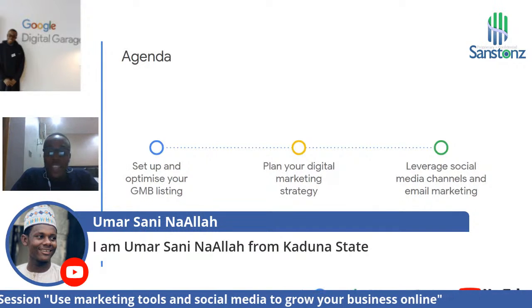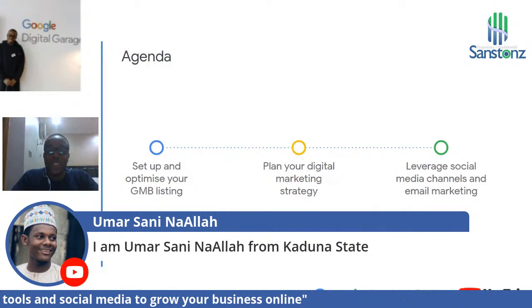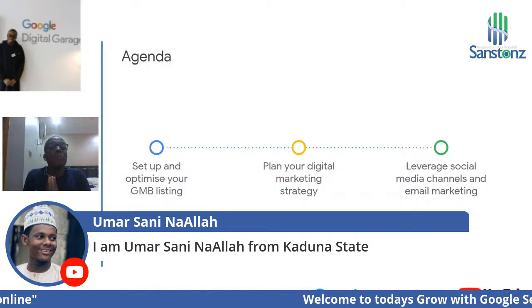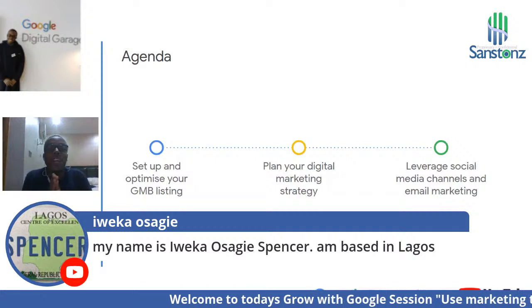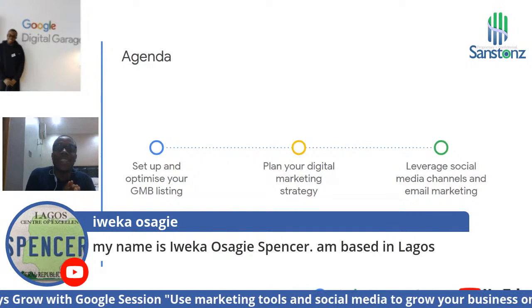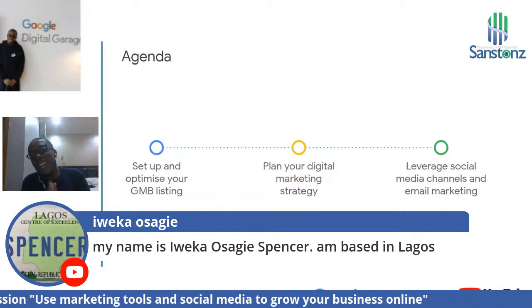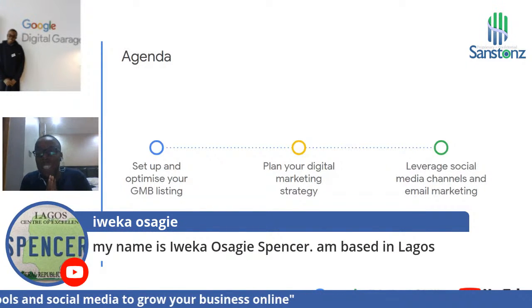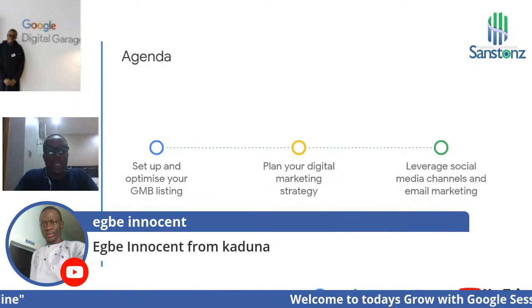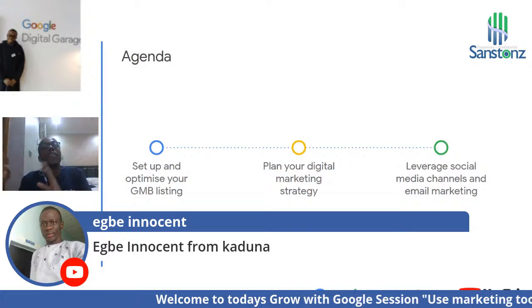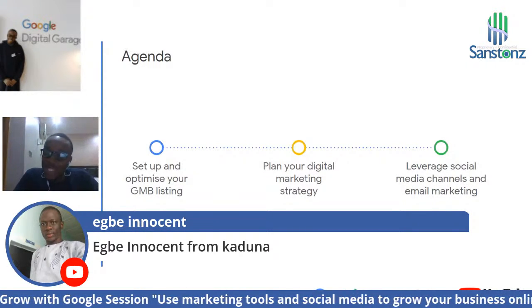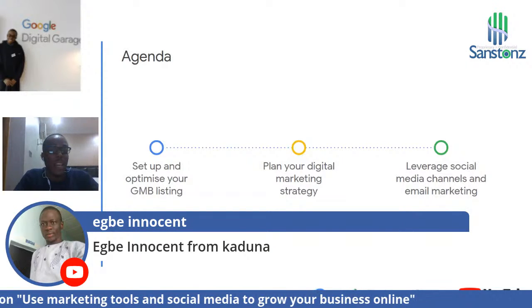Number two on the agenda is to plan your digital marketing strategy. Every successful marketing effort must have a strategy, so today I will help you plan your digital marketing strategy. Number three is to leverage social media channels and email marketing. Social media channels are Facebook, LinkedIn, Instagram, Twitter, and so on. There are so many, even TikTok. Then email marketing. Do you know you can market via emails?